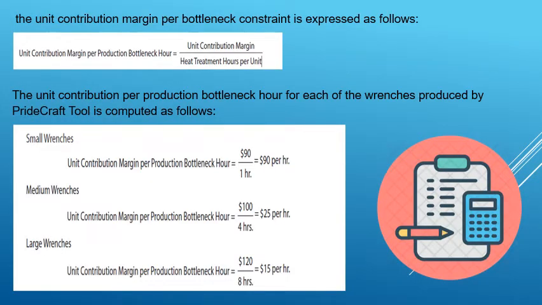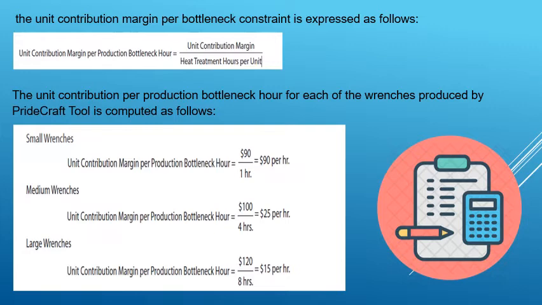To get the unit contribution margin per bottleneck constraint, we divide the unit contribution margin by the heat treatment hours per unit. The unit contribution per production bottleneck hour for each of the wrenches produced by the company is computed in the example below.